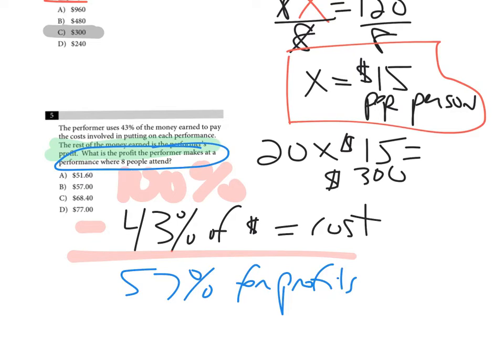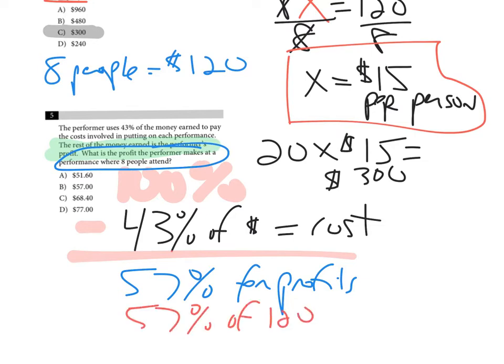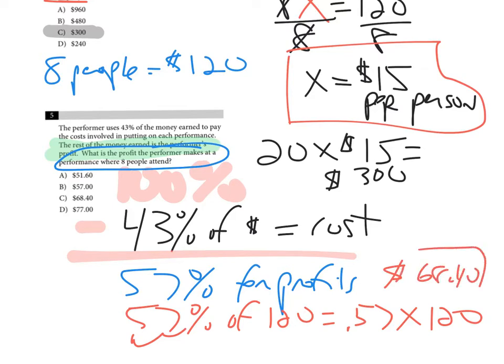Well, in the question, they told you when 8 people attend, they take in $120. So that means 57% of the $120 is profit. So here I'm going to turn 57% into a decimal, 0.57. Of means times, so I'm just going to multiply 0.57 times 120 to figure out how much is earned as profit, and here the answer is going to be answer choice C, $68.40.